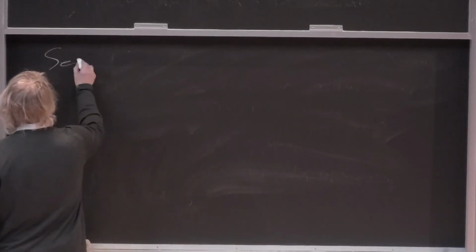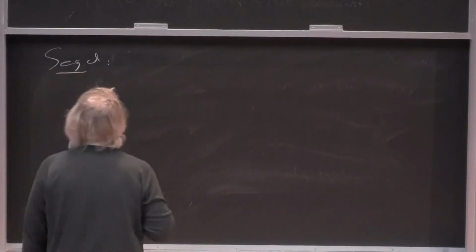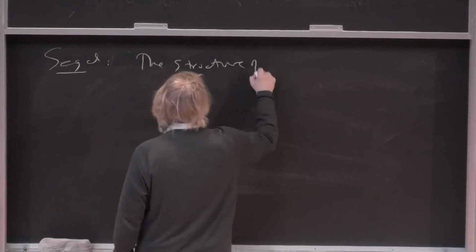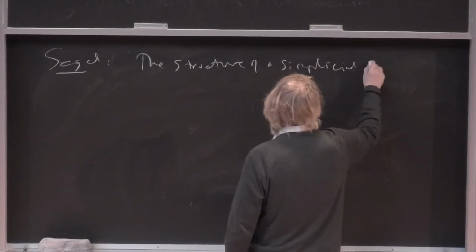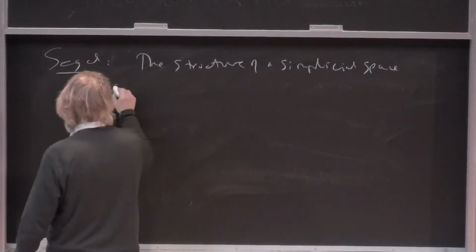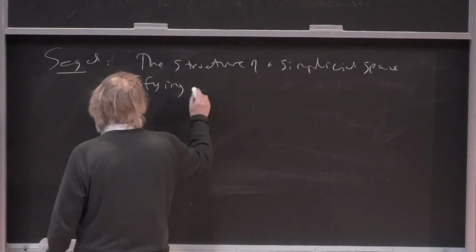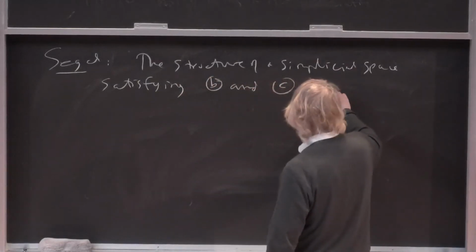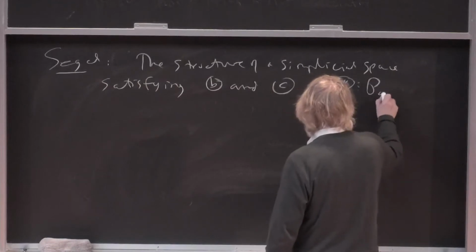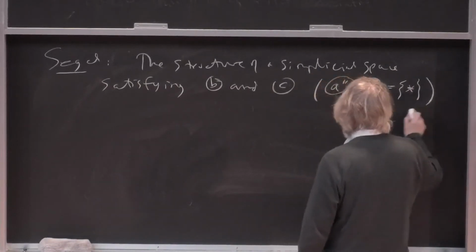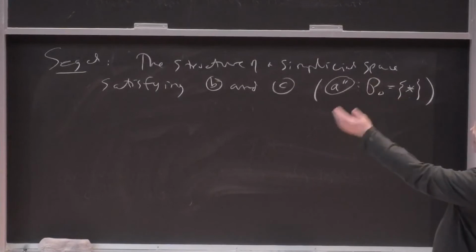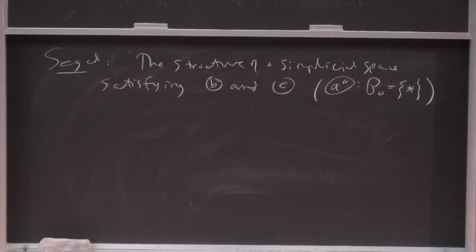But so what does Segal say? He says that this structure, the structure of a simplicial space satisfying conditions B and C. And so Segal added the condition, what you might call A double prime, which is that P0 is equal to just 1 point. As you can see, this is perfectly sufficient for dealing with connected spaces, because we can always choose a base point. We can just look at the sub-object of this thing which is everything that maps only to that 1 point in P0, by all the maps.